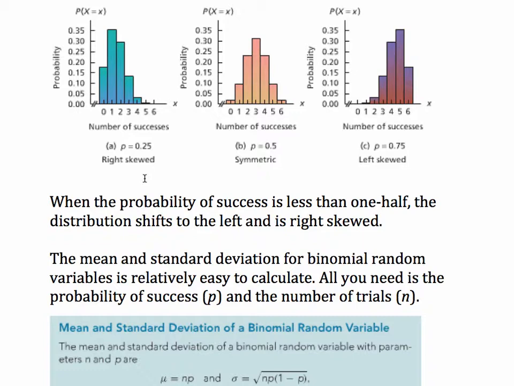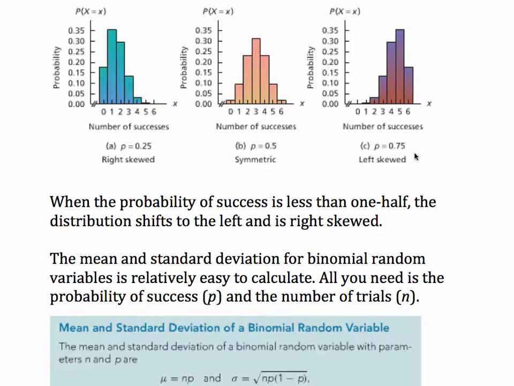So I've got a little diagram here that I wanted to show you where I have different values for P: 0.25, 0.5, and 0.75. So let's say this is the probability of a sports team being able to win an individual game. Well, what if they play 6 games? Wonder how many games they'd be able to win.